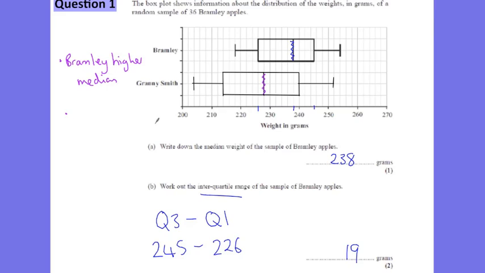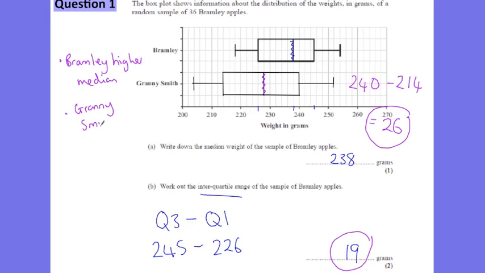Then looking at the spread, which one has the biggest interquartile range? Well, we worked out the interquartile range for Branbury apples, and that was 19. So let's work out the interquartile range for the Granny Smith. Q3 is 240, and Q1 here, 214. An interquartile range of 26. This is larger than this. So Granny Smith, higher interquartile range.